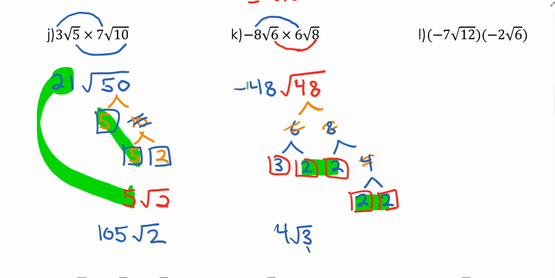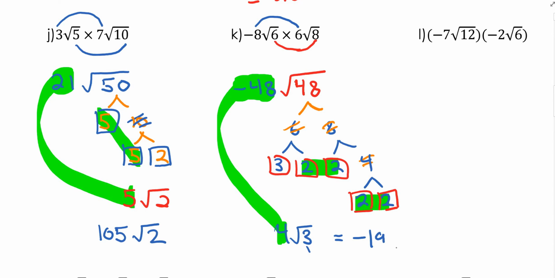And then once again, I take this negative 48 at the start, and then I multiply with that 4. And negative 48 times 4 is going to be negative 192 times root 3. And that's my final answer there. Okay, so that's it for letter K. And then I can move on to L next, letter L.